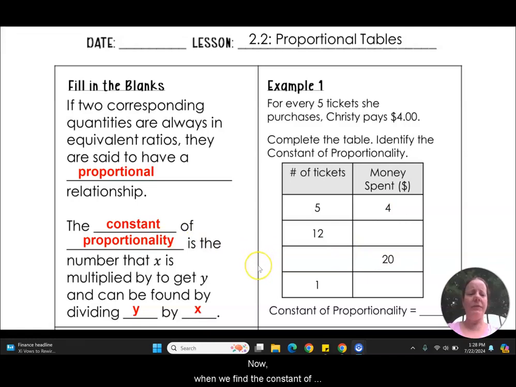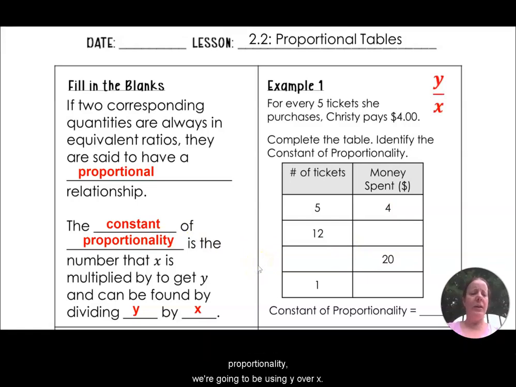Now, when we find the constant of proportionality, we're going to be using y over x. You're going to be seeing this a lot, y over x. But what do those mean? Well, y is one column in the table, and x is the other column. But which is which? Y is always on the right side. Okay, that's one way that you can remember it. Y will always be on the right column. That means x is always on the left.